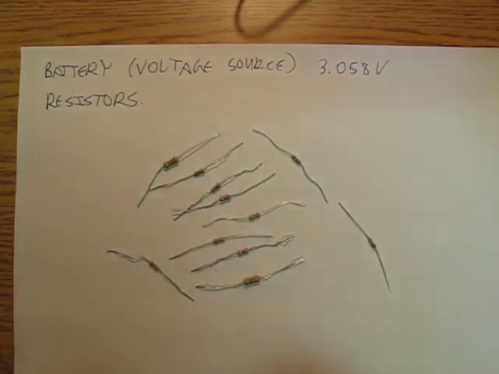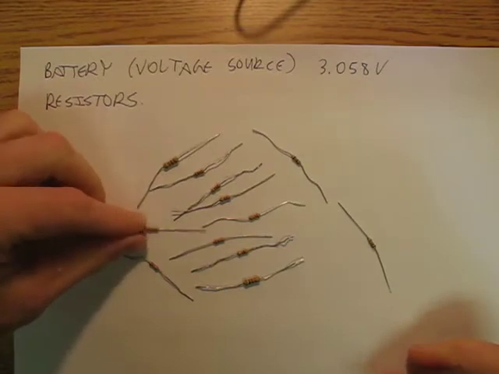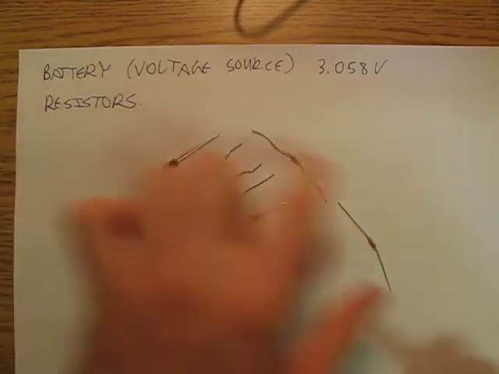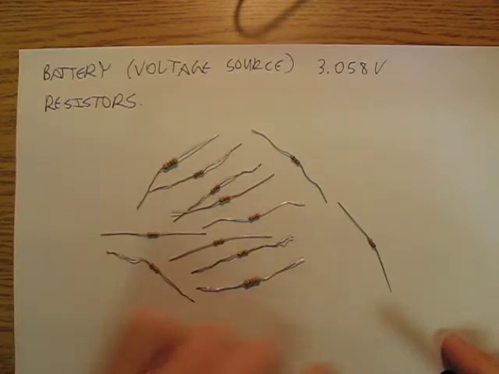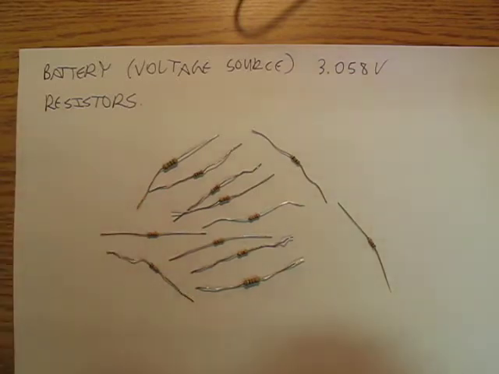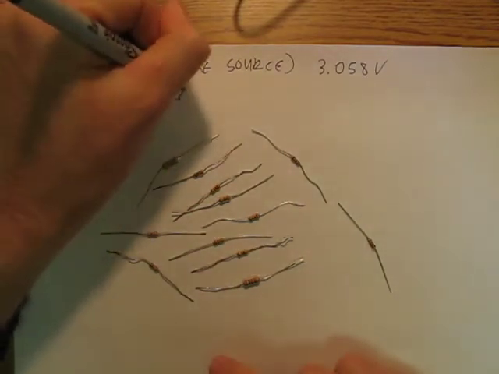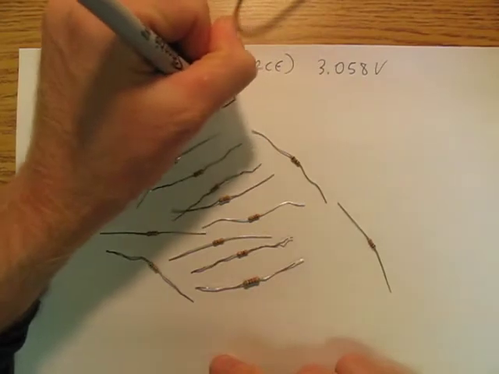So resistor is a general term for anything that resists the flow of electricity. But now in terms of what we're talking about right here, we have our resistors. These are resistors, and these things have a color code, which I will get into a little bit later.